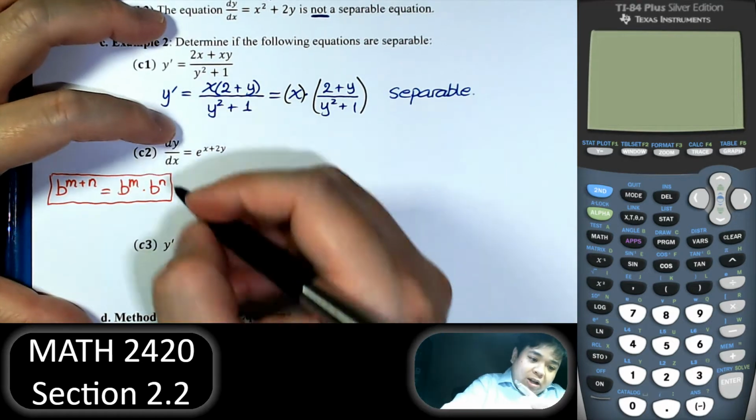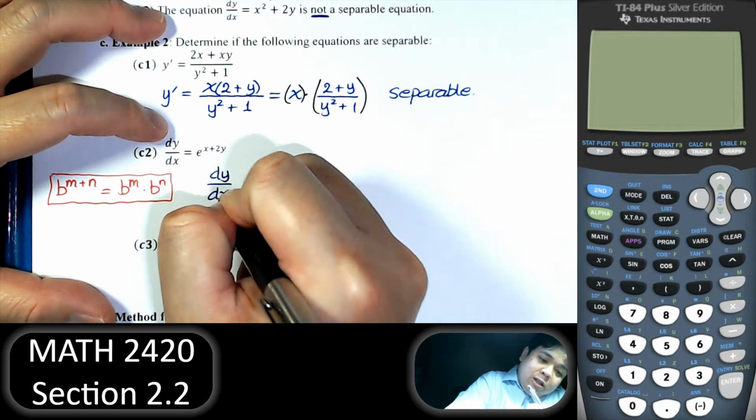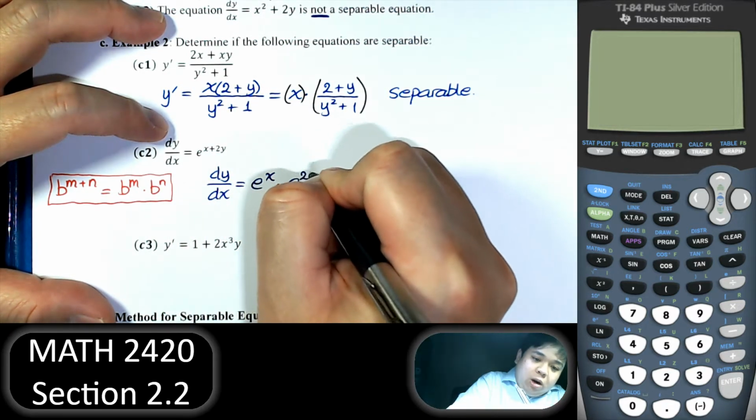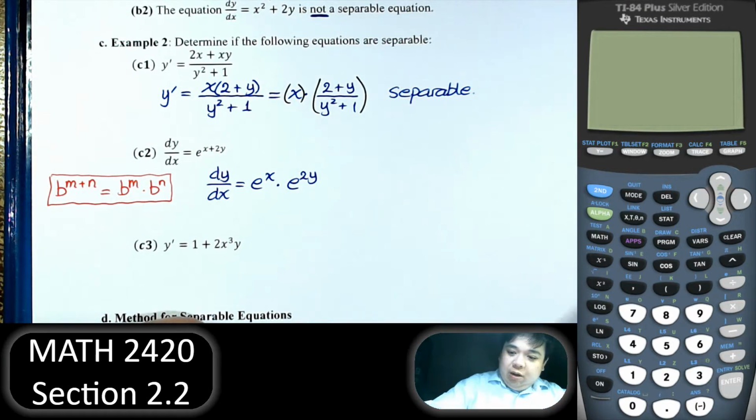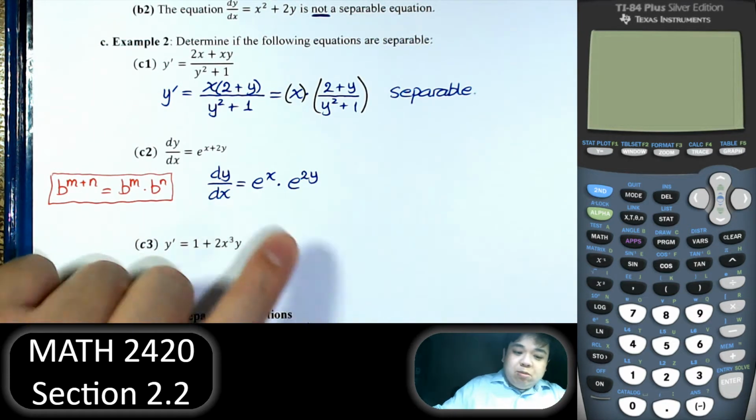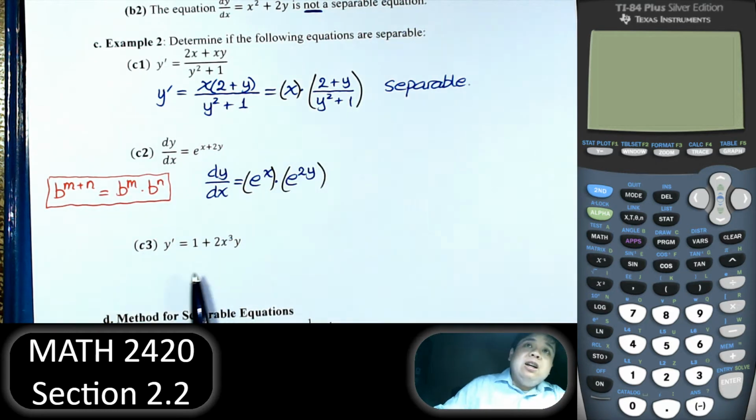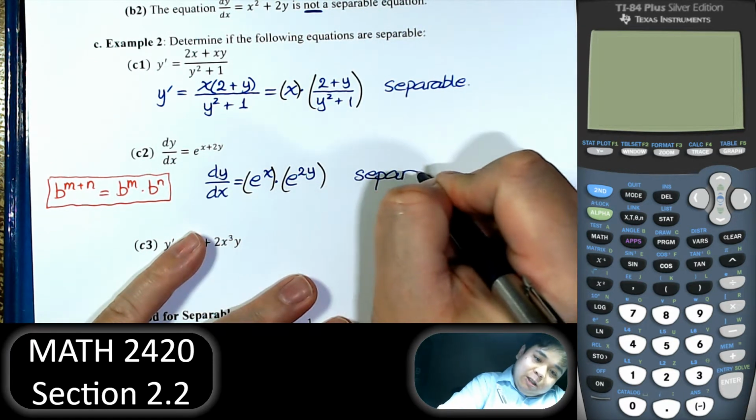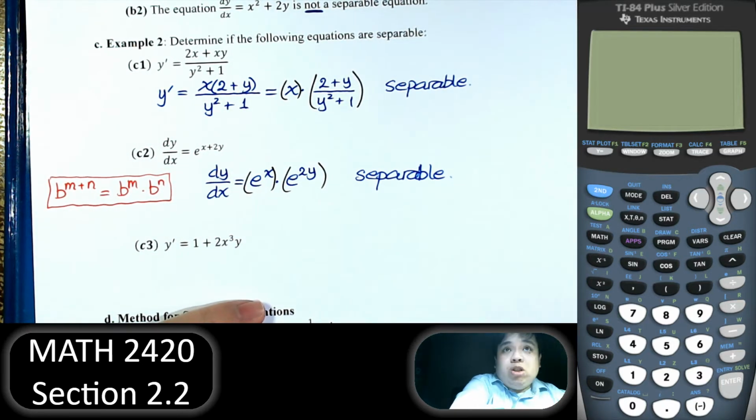So we'll rewrite this as a product, e to the x times e to the 2y. We use this formula more than a few times. Right, and this is a function of x times a function of y. So yes, this one is also separable. Simple enough.